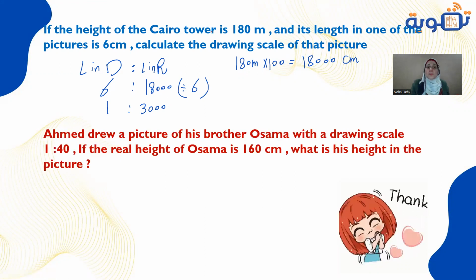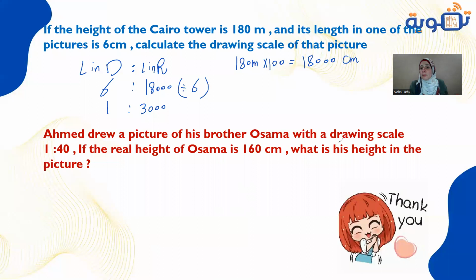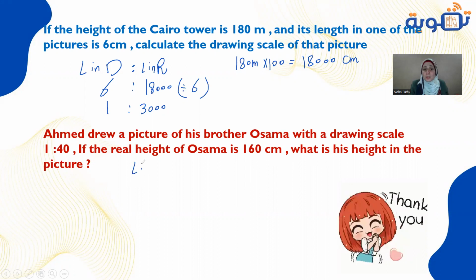Ahmed drew a picture of his brother Osama with drawing scale 1 to 40. If the real height of Osama is 160, what is the height in the picture? So I'll write length in drawing to length in reality. The same concept in all questions. He gave me the drawing scale from the beginning. Drawing scale, length in drawing to length in reality. So I will write 1 to 40.